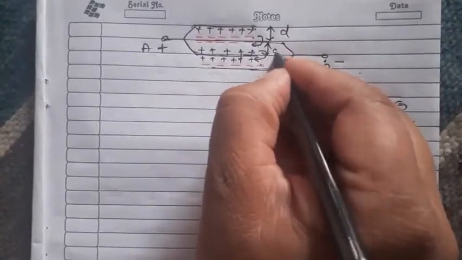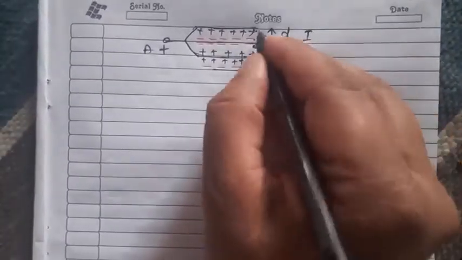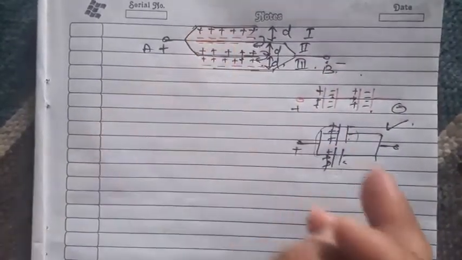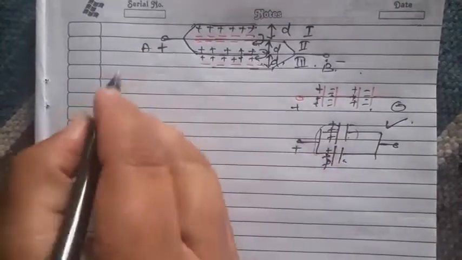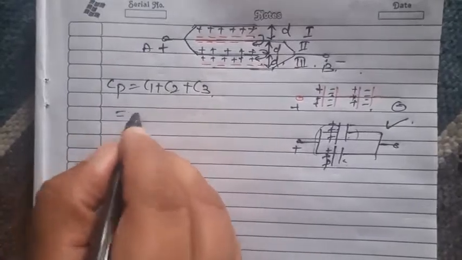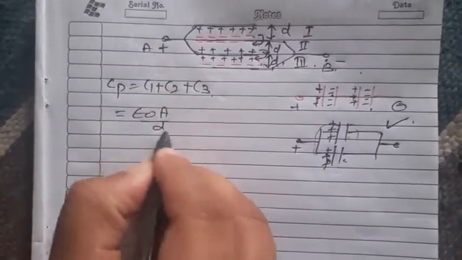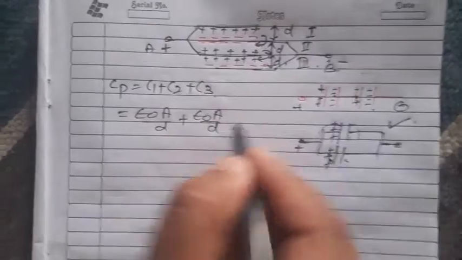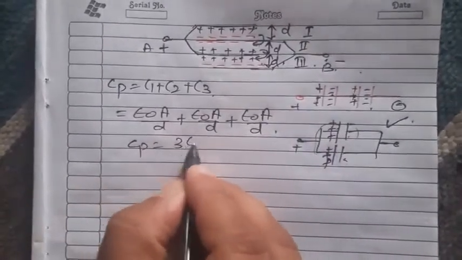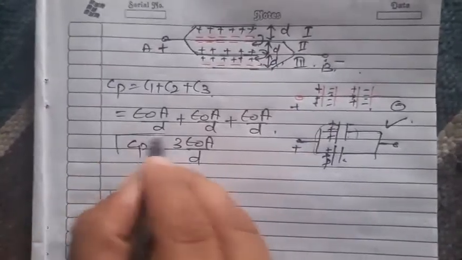This distance will be given to you. I suppose it is D, this is D, and this is D. So there are three capacitors, and all these three capacitors are connected in parallel. So in parallel, the answer will be C1 plus C2 plus C3. So the answer will be epsilon naught A by D plus epsilon naught A by D plus epsilon naught A by D. So the total capacity is 3 epsilon naught A by D.